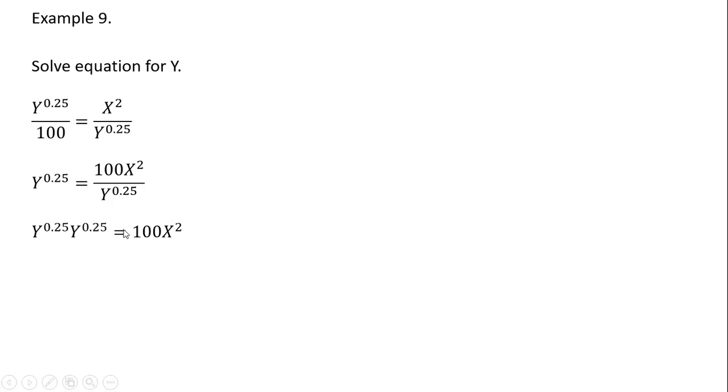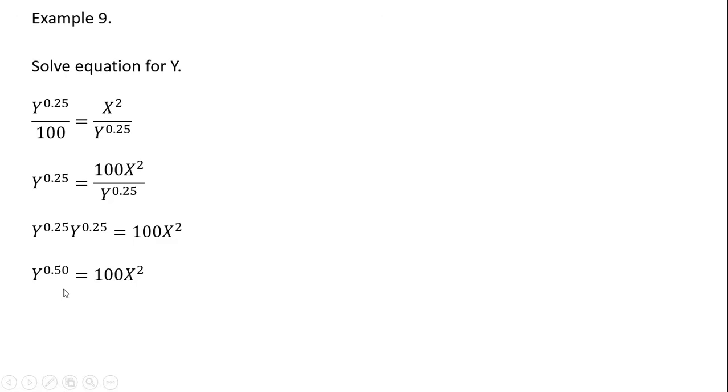All right, the next step, I'm going to multiply both sides through by y raised to the 0.25 power. So y raised to the 0.25 power multiplied by the right-hand side, that will cancel, just leaving us with 100 times x squared. And then on the left-hand side, we're multiplying that by y raised to the 0.25, so we get this result. Following the rules of exponents, I'm going to just add up these exponents here. Get y equals y raised to the 0.5 power.